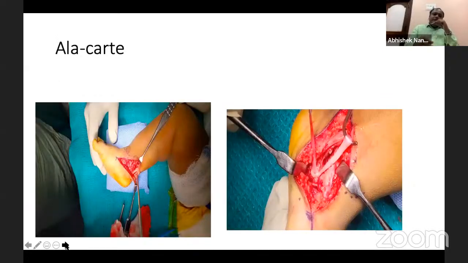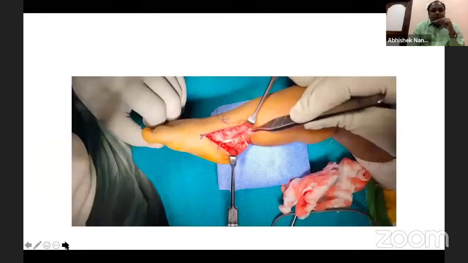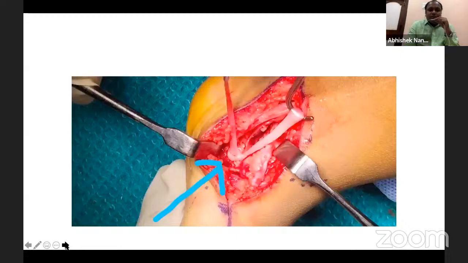So in the same patient which I showed, we have done a Cincinnati incision, a posteromedial incision. We have identified the master knot of Henry. We have released the FHL, FDL. This is the master knot of Henry, which is shown.